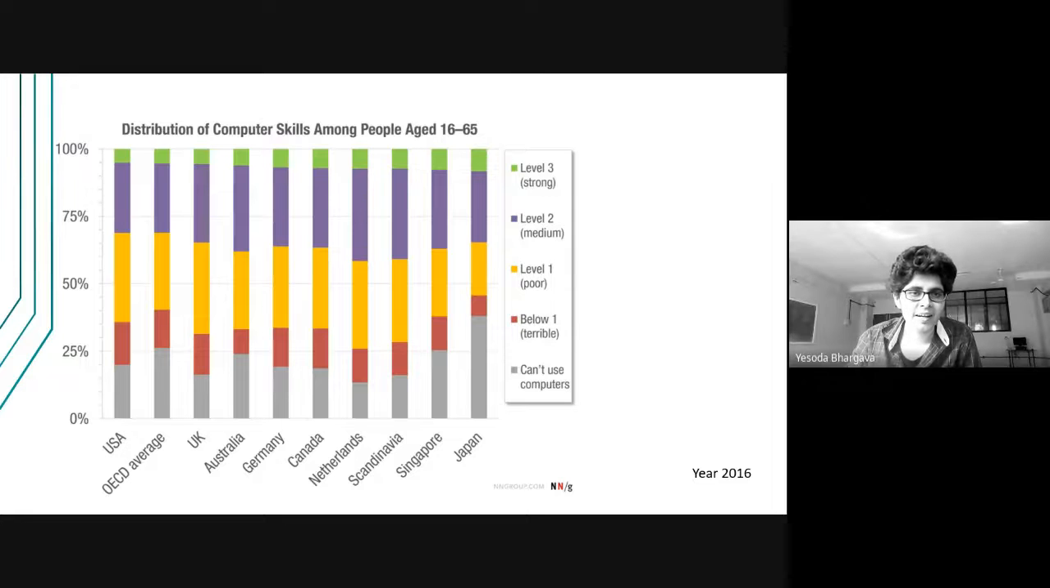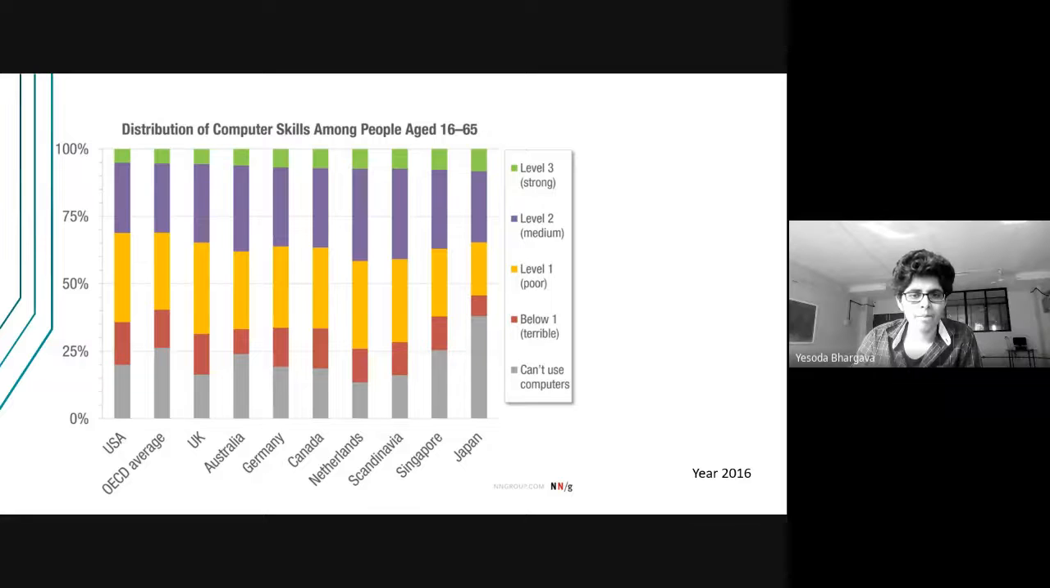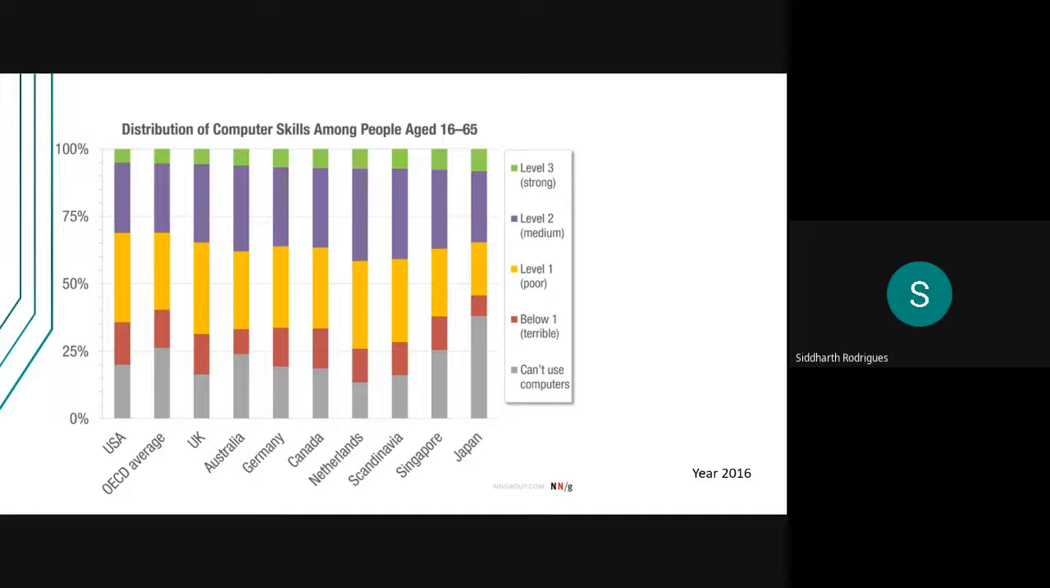Okay, so the y-axis actually tells about the percentage of people who are computer literate. Ma'am, around 60% of the people in the entire world are at level 1 or below that. So we can see that computer literacy is yet to spread more. Yeah, and the plot is relatively old, so I'm sure it has improved over a period of time. Kanish, go on. Okay, thank you, Siddharth.